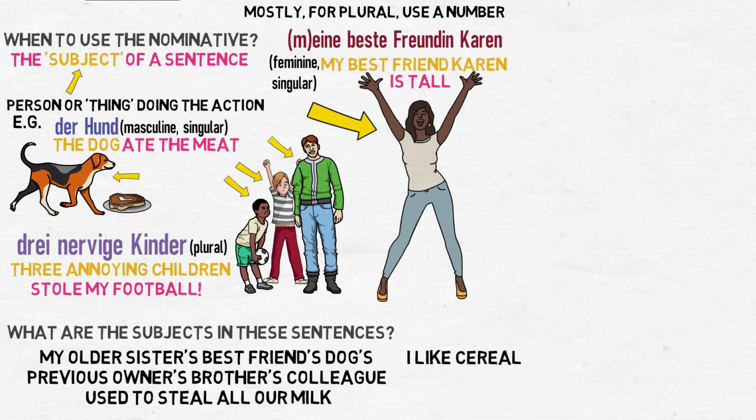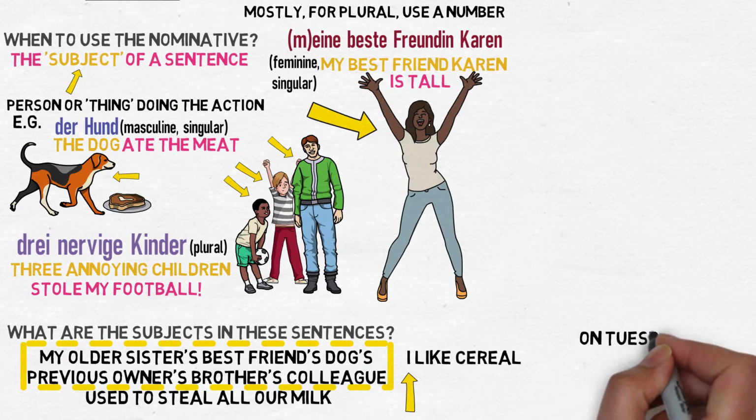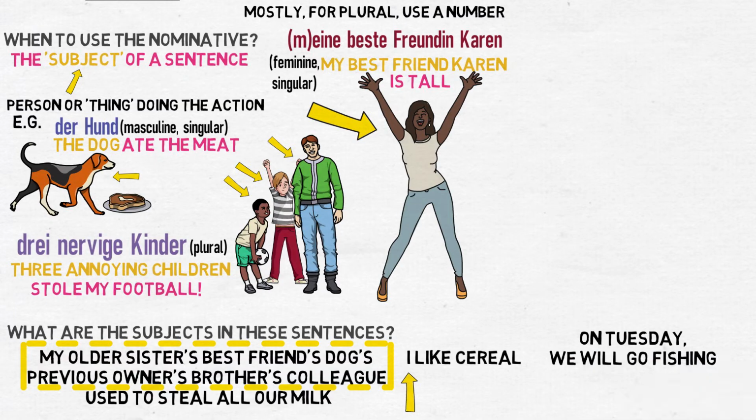In the first, quite ridiculous sentence, the subject is my older sister's best friend's dog's previous owner's brother's colleague, proving that a subject can be as long as this or as short as the word I, as it is in the second sentence. It's important to realise as well that the subject doesn't necessarily come first in a sentence. For example, on Tuesday we will go fishing. We are the ones who will go fishing, so we are the subject.